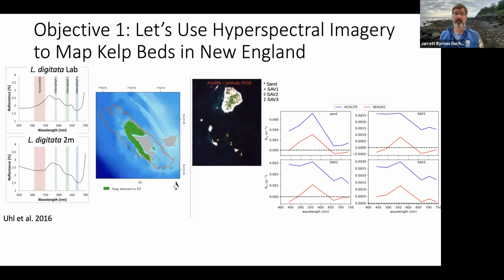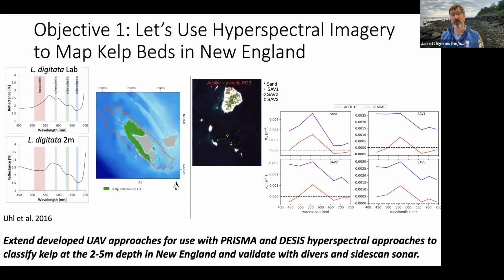We've begun looking at some different satellite products and looking at the spectral signature of the seafloor, at least at relatively shallow depths, and found that we are able to get some good signatures that we're able to use to differentiate different habitat types, sand and submerged aquatic vegetation. And so our first goal really is to develop a way to use Prisma and DESIS hyperspectral approaches to classify kelp between 2 and 5 meters in New England.